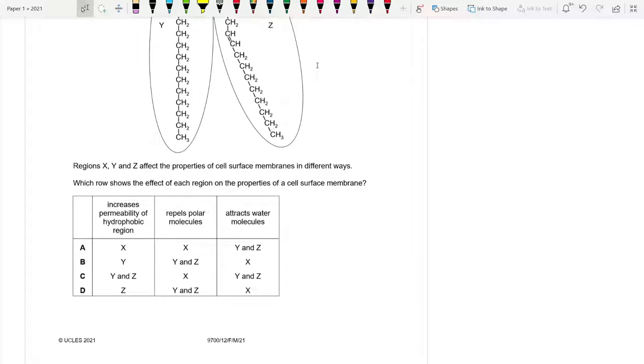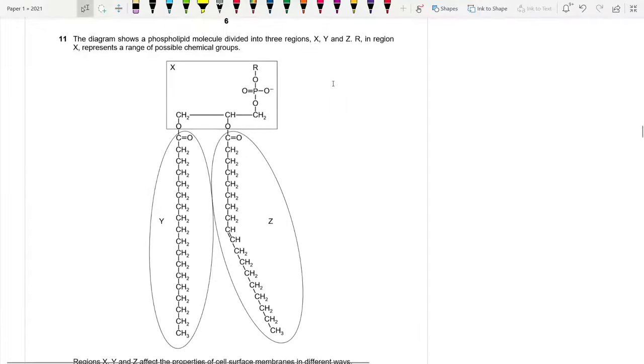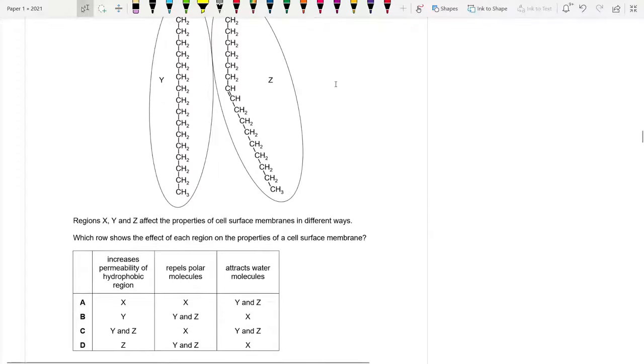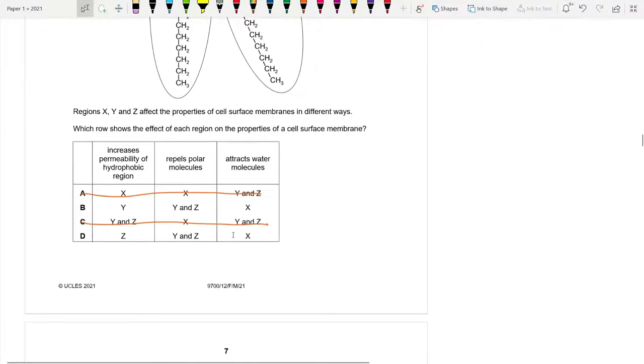Okay, so remember, to repel polar molecules, you need to be hydrophobic. What's the hydrophobic portion of a phospholipid? Remember, a phospholipid has a phosphate head which is polar, and two hydrophobic tails. So Y and Z are hydrophobic, so they repel water. It's between B and D. Now remember, X, the phosphate head, is polar, so it attracts water, right? That's seen in both of these.